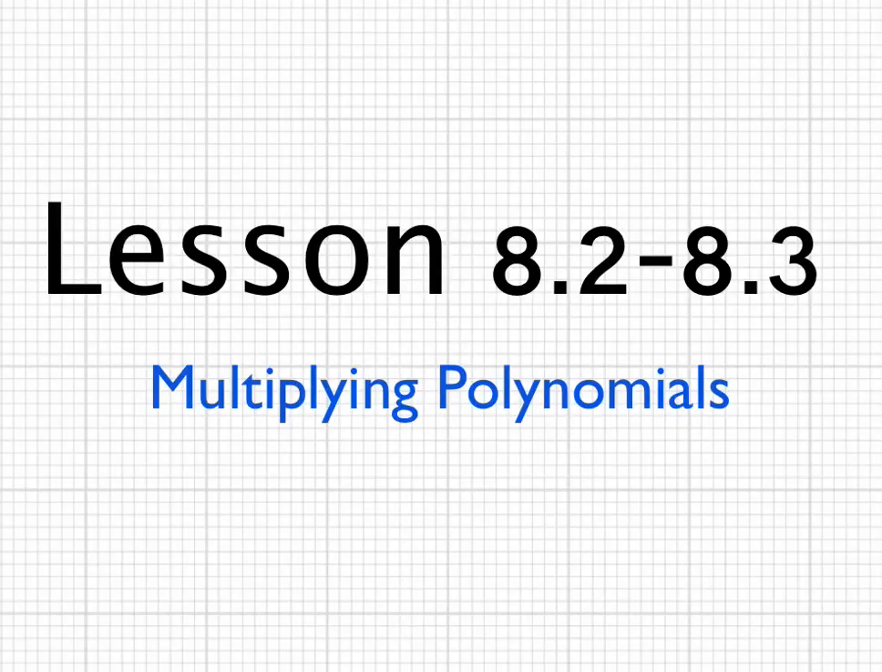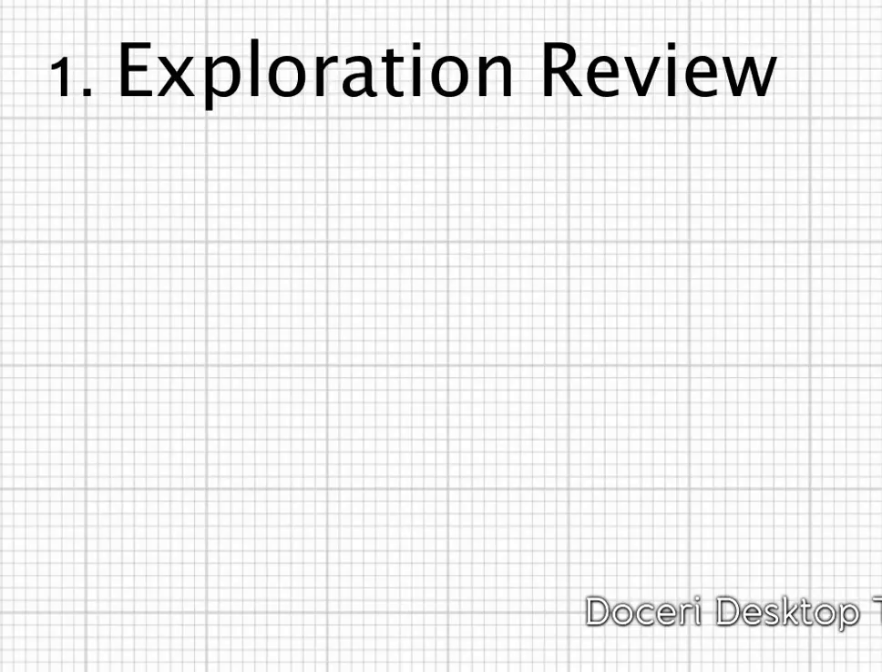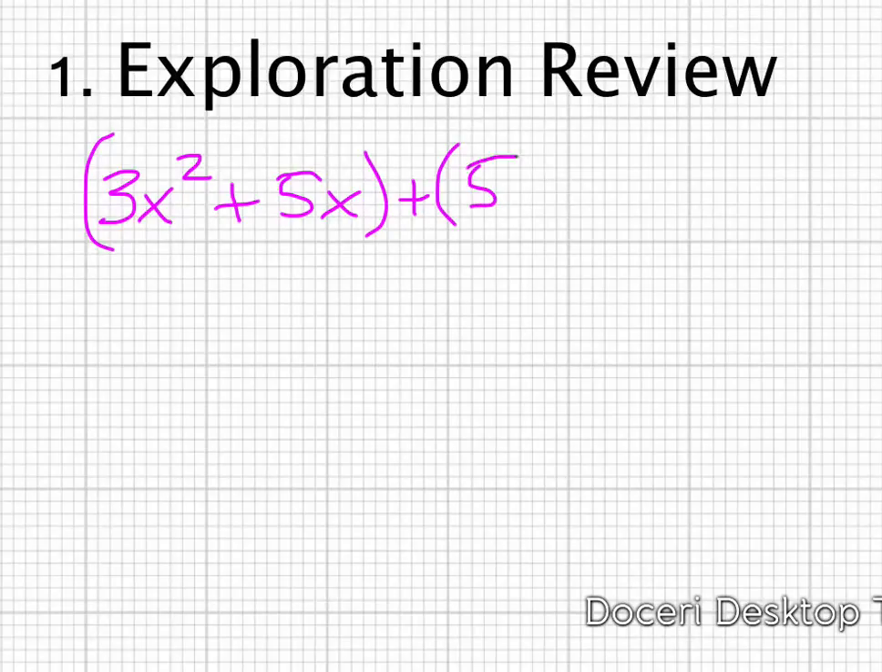Multiplying polynomials. In the past we've already talked about how I can add and subtract polynomials. What we need for that is two polynomials that have like terms. So when you're adding polynomials, let's say we had 3x squared plus 5x added to 5x squared minus 3x.